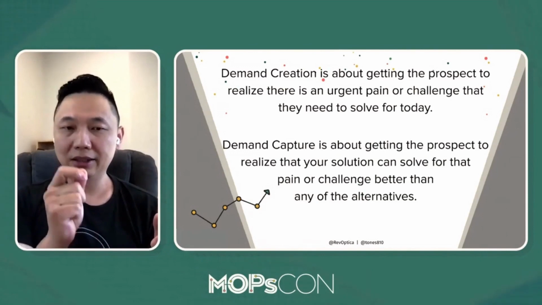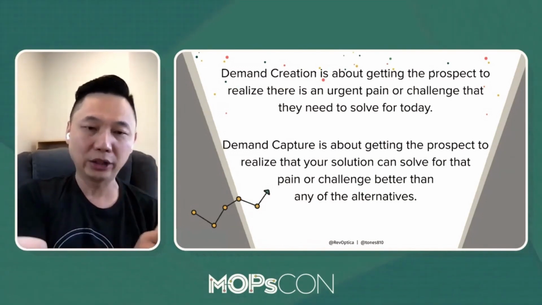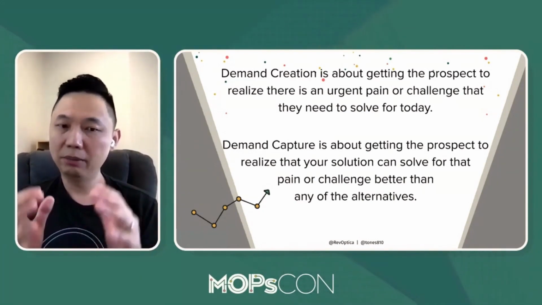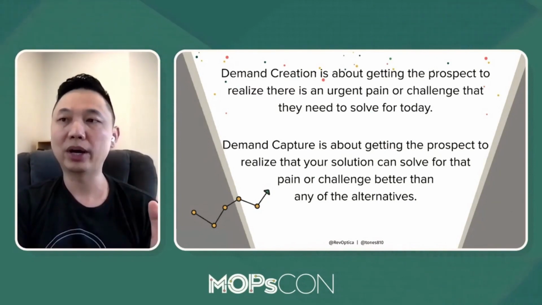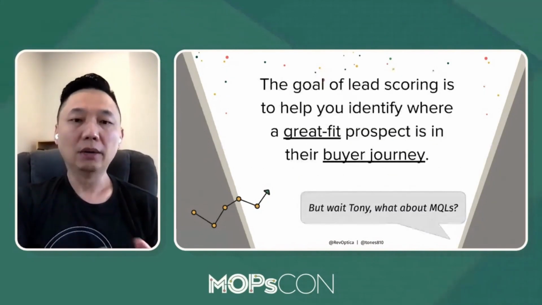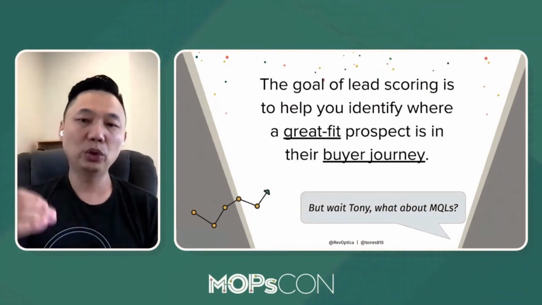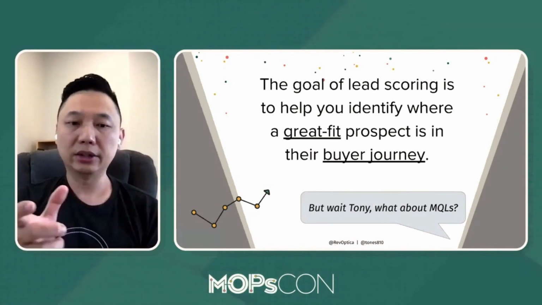Notice that I specifically used the language early buyer journey and middle buyer journey, not top of the funnel and middle of the funnel, because again, it's really about where the buyer is in terms of their decision-making process. So the goal of lead scoring is to help you identify where a great-fit prospect is in their buyer journey.